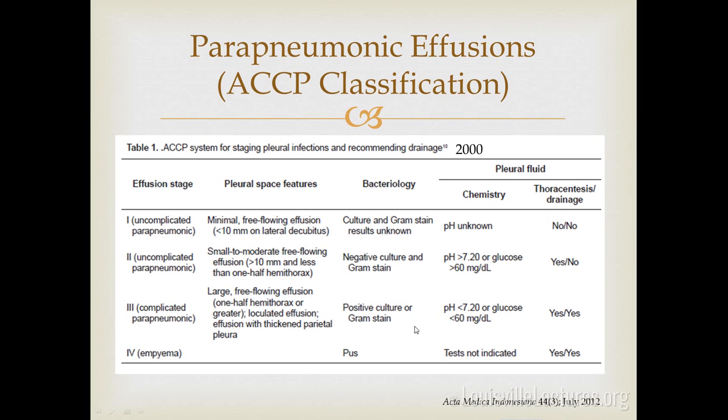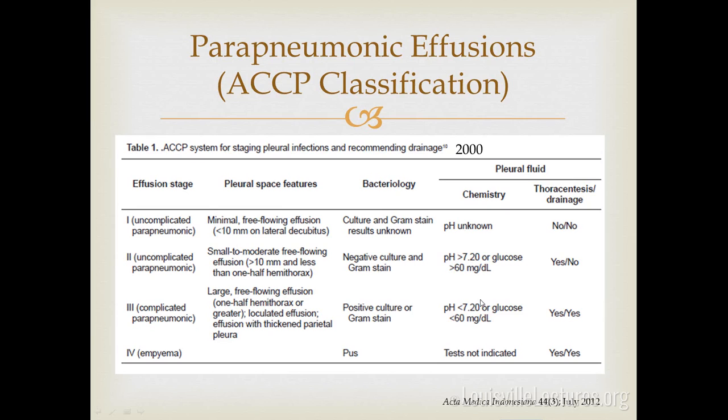So what's helpful from a clinical standpoint? There are 2 main classifications out there for parapneumonic effusions. One is the ACCP classification, and the other is the British Thoracic Society classification. The ACCP classification goes into 4 stages: stage 1, 2, 3, and 4. They are based on 3 different aspects of the effusion. One is the amount of pleural effusion on your chest imaging, particularly chest CT. The second is your bacteriology, whether the cultures and gram stains are positive or negative. And the third is your chemistries, particularly your pH and glucose.